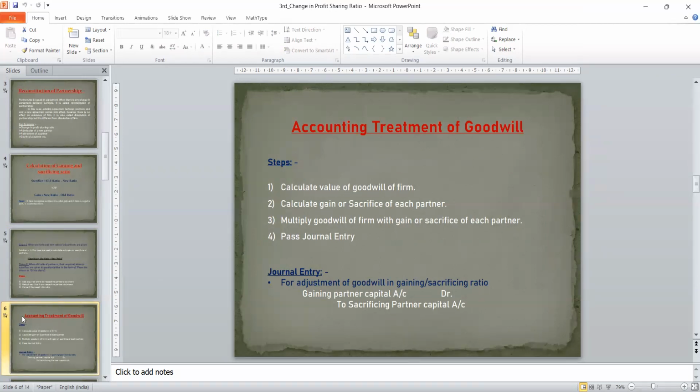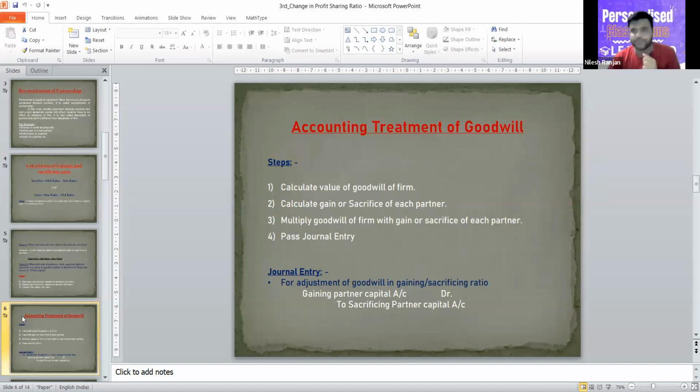So there are 2 types of goodwill given in the question. First, it is existing goodwill.